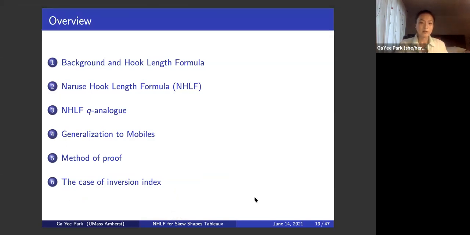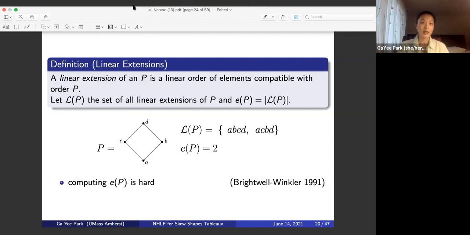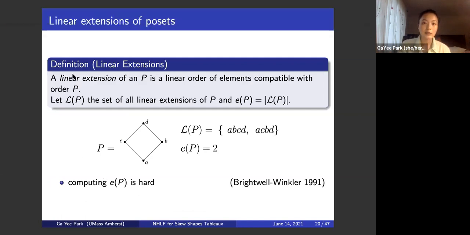Okay, so now let's move on to posets. Given a poset, a partially ordered set, a linear extension of it is an ordering of all the elements so that it's compatible with the ordering of the poset itself. So here we have a poset A, B, C, D, and B and C are incomparable. So it doesn't matter whether B comes before C or C comes before B, as long as they're both after A and before D. So we have two linear extensions, A, B, C, D, and A, C, B, D.